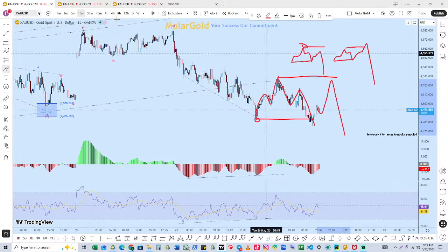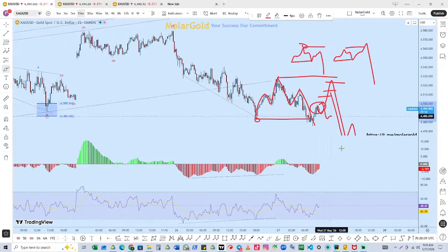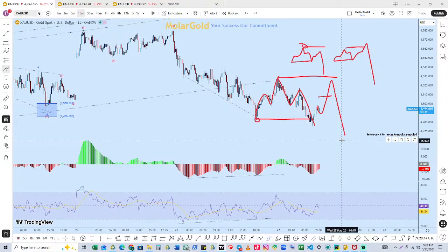Okay, we do not know where. It can be at 50, it can be at 61.8, it can be at 78. We don't know. It can just drop and go. All right, and so this area can be that, right? Yeah, so guys, that's what is going to happen. We've stated every single thing.